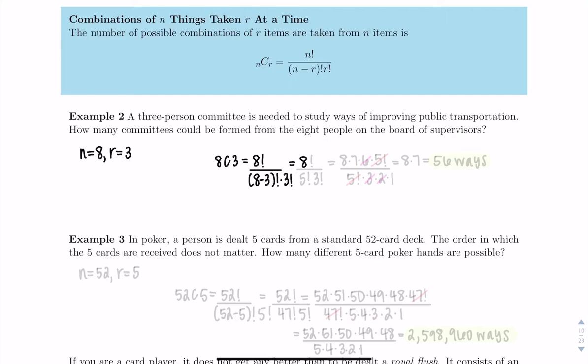Well, that's 8 factorial over 5 factorial and 3 factorial. So we have 8 times 7 times 6 times 5 factorial all over 5 factorial times 3 times 2 times 1. And so the 5 factorials will cancel. And we have 3 times 2 on the bottom, which would give me the 6 on the top. And so now what I'm left over with is 8 times 7 over 1, which is 56 ways.